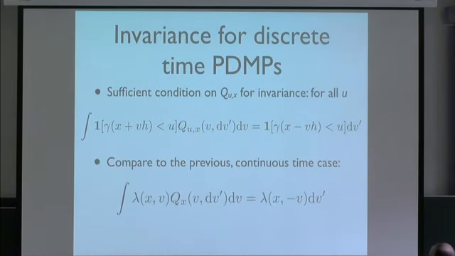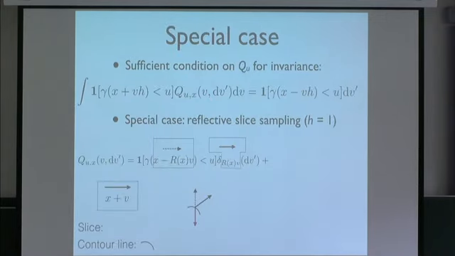Before going further, I first want to show that indeed the Radford Neal algorithm does follow this framework. I'll show you what this Q looks like in the case of the reflective slice sampling algorithm. I'll skip the proof that it satisfies the equation, but it's easy. So what is reflective slice sampling more precisely?